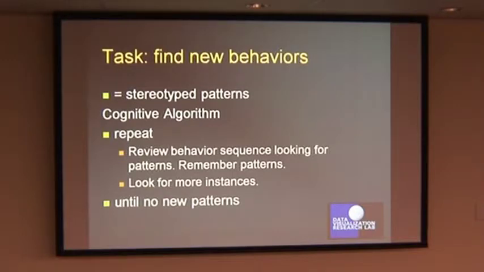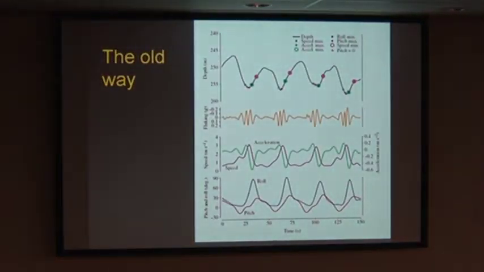So the cognitive algorithm looks something like this. Repeat: review behavior sequence, looking for patterns. Remember the patterns. Look for more instances until there are no new patterns. So we're trying to find some kind of kinematic pattern. This is the old way that people used to process this kind of data. They just basically do time series plots of depth, pitch, roll, and so on. And it's pretty hard to actually integrate that.